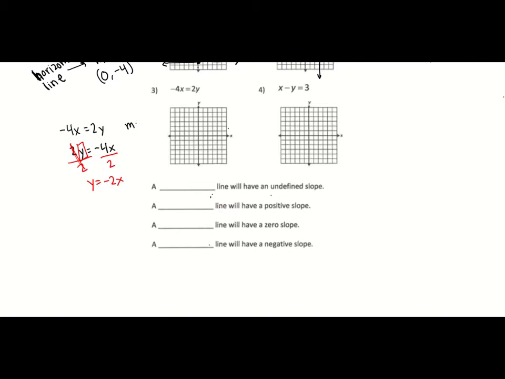Now in this case, my slope is -2 over 1, and my y-intercept is 0. There's no number there. So I have 0, 0 as my y-intercept. My slope, I'm going to go down 2 and over 1.